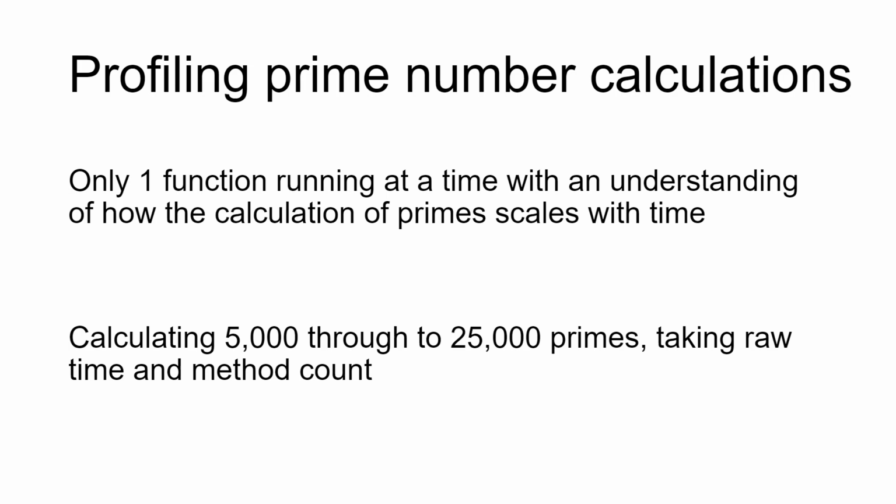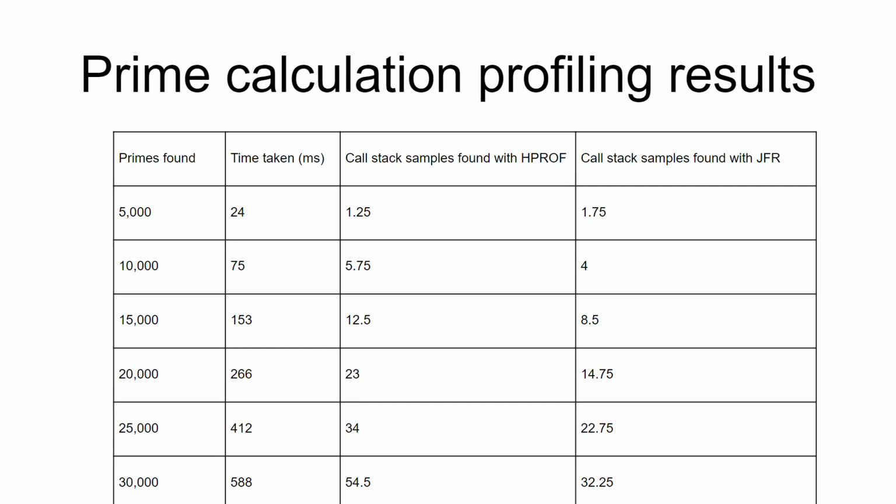It's easy to say that, and we have the results that we expect before we run that experiment. So these are the results. What you've got here is the primes found on the far left, the time taken, and then the samples we're seeing. Both HProf and JFR have a sample frequency of 10 milliseconds. So if the time taken is 20 milliseconds, we're expecting 2 samples from both profilers. What's interesting is JFR consistently gets fewer samples than HProf does. HProf gets a few, but it's always a little bit behind what we expect.